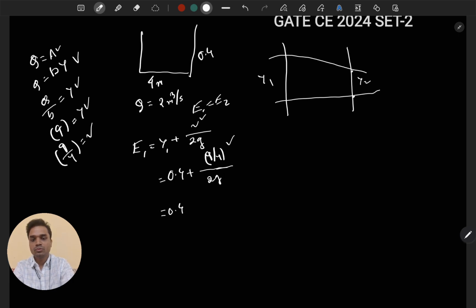Then 0.4 plus q, which is 2 divided by 4, divided by Y, that is 0.4, whole square divided by 2 into 9.81. Then let's calculate the value. The value becomes 0.4796.